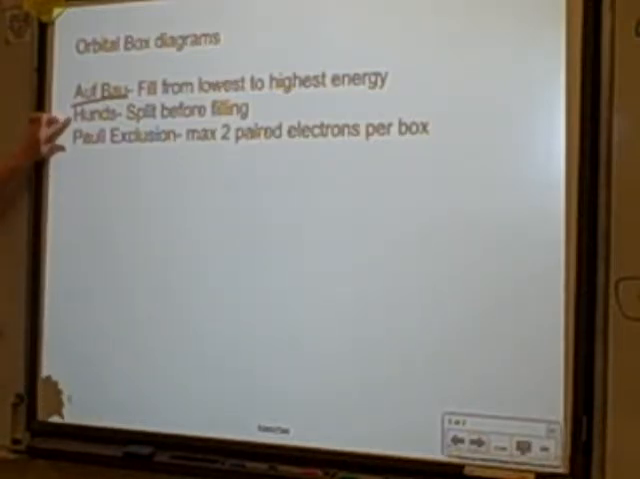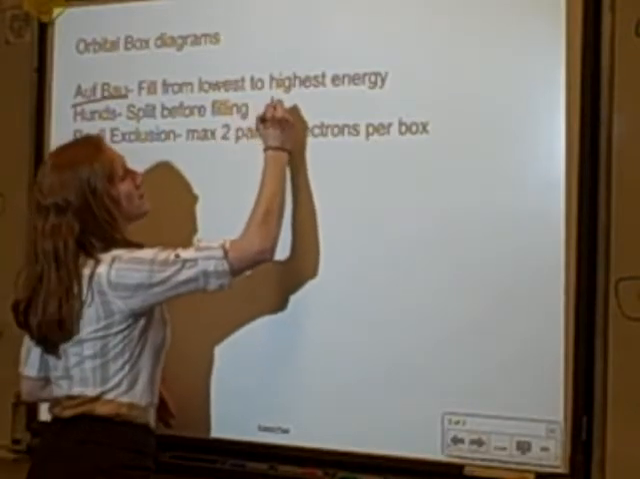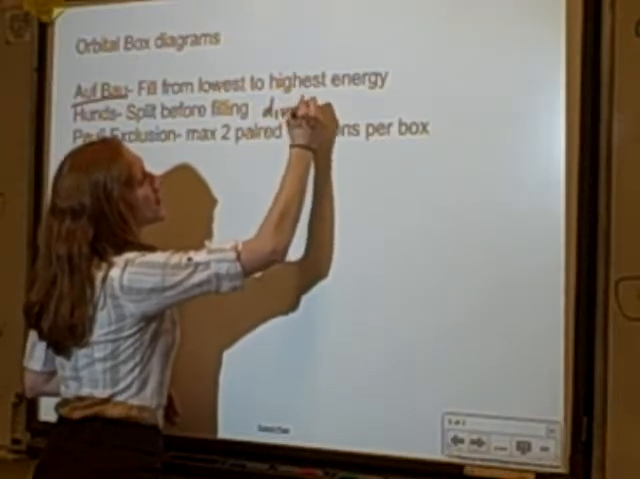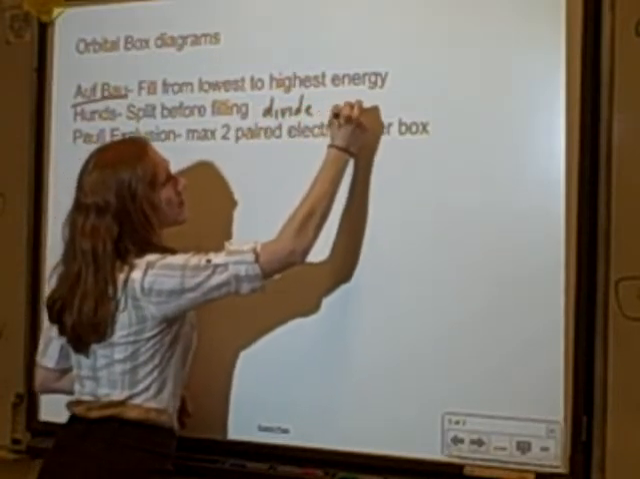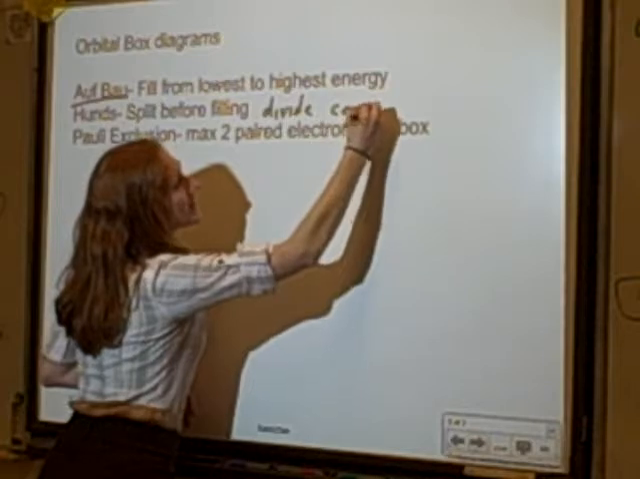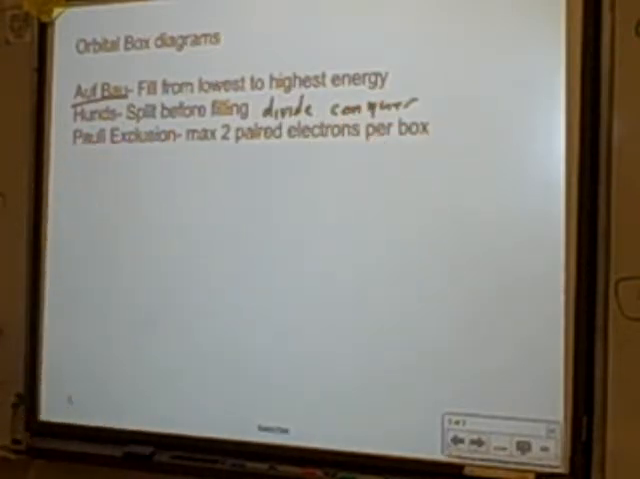That's called Hund's rule. And the way I remember that, just to get the rule straight, because you have to say which one of these violates Hund's rule. Which one was Hund's? Hund's is split before filling, just like I would think divide and conquer. And the only reason I think divide and conquer is going to be from Attila the Hun, not the Hund, but Attila the Hun. So that works for me.